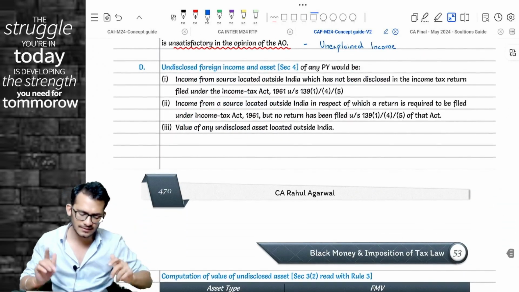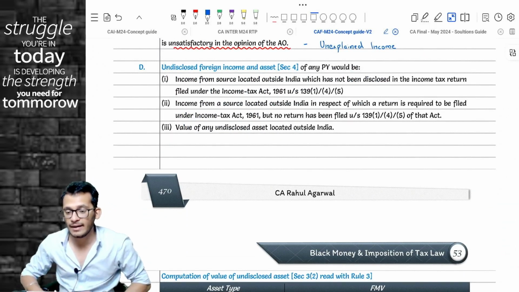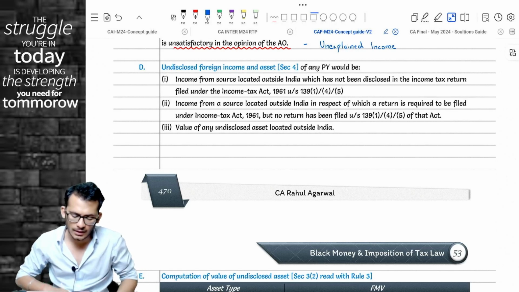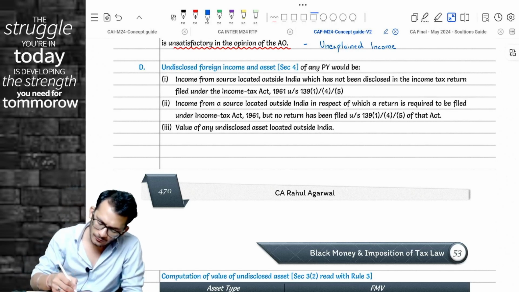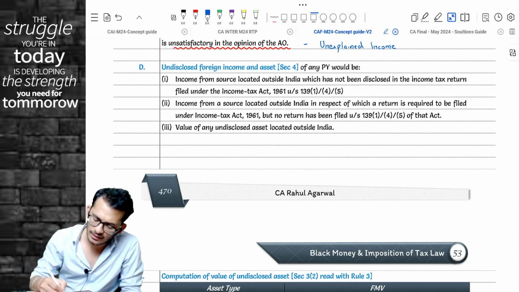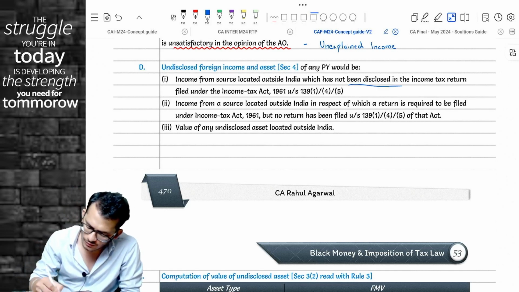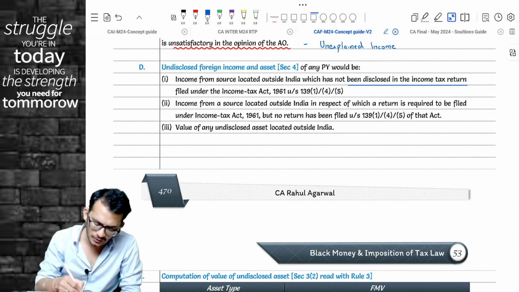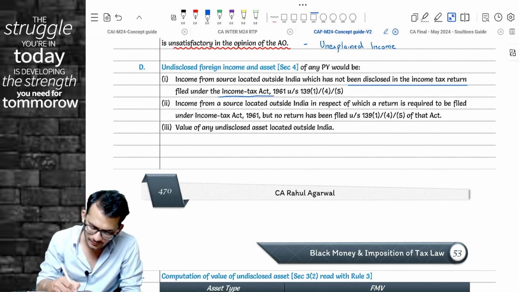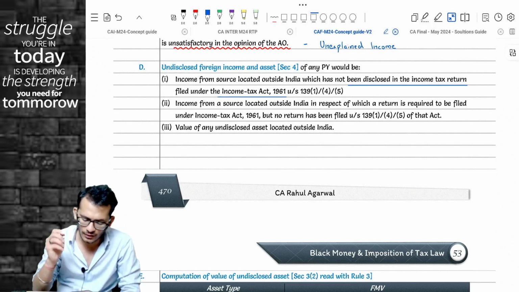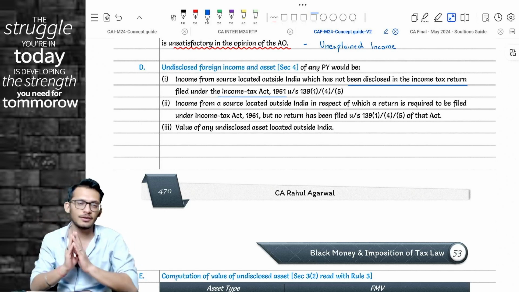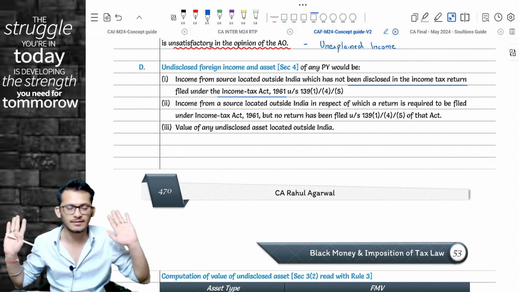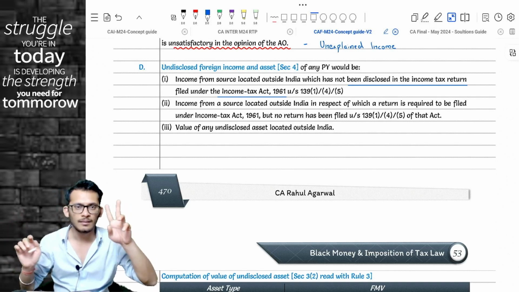The Black Money Act says undisclosed foreign asset and income for any assessment year would be an income from a source which is located outside India and has not been disclosed in the return of income filed under the Income Tax Act. Which means, in the first line I'm saying you have an income from a source outside India but you have not shown it to me under the Income Tax Act. That is black money.